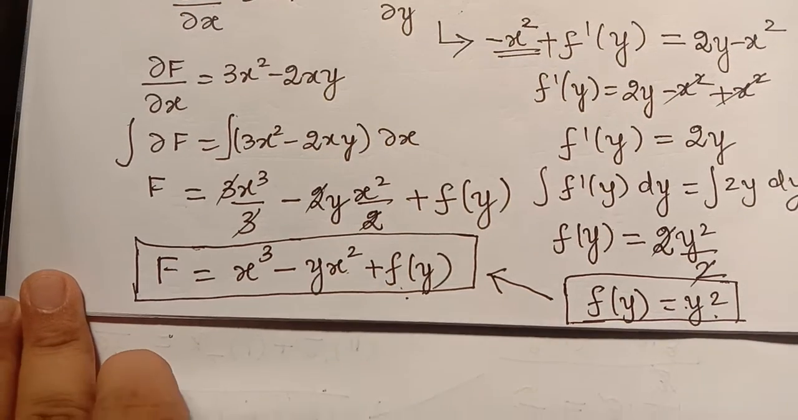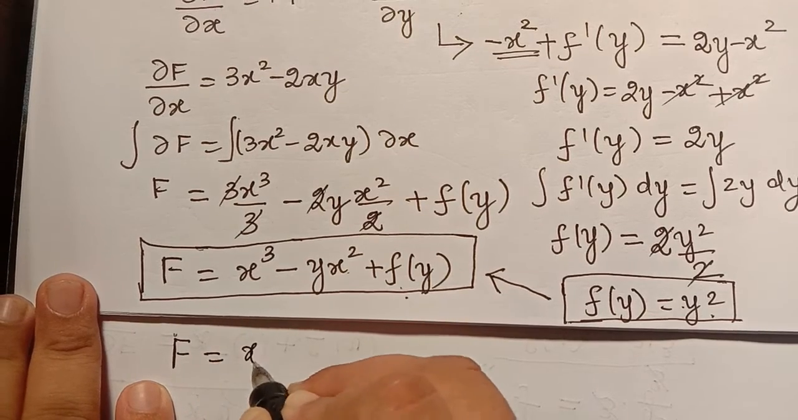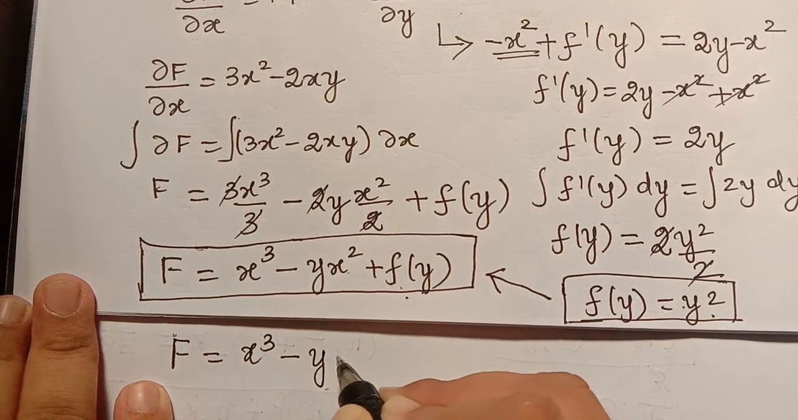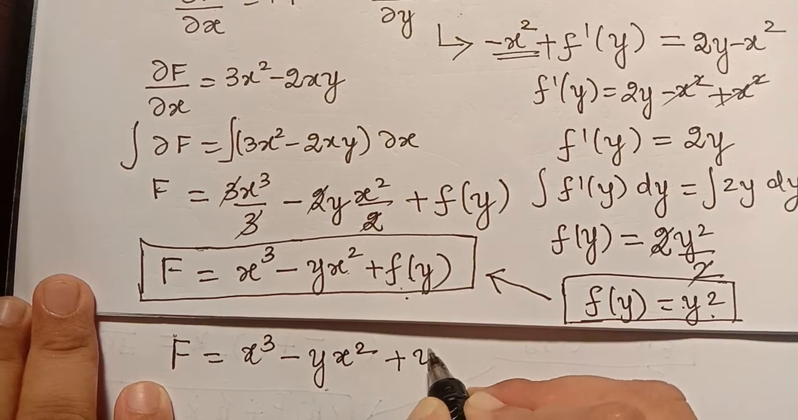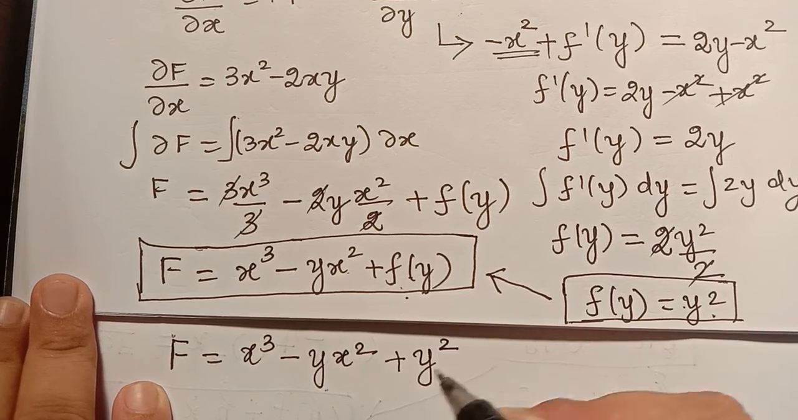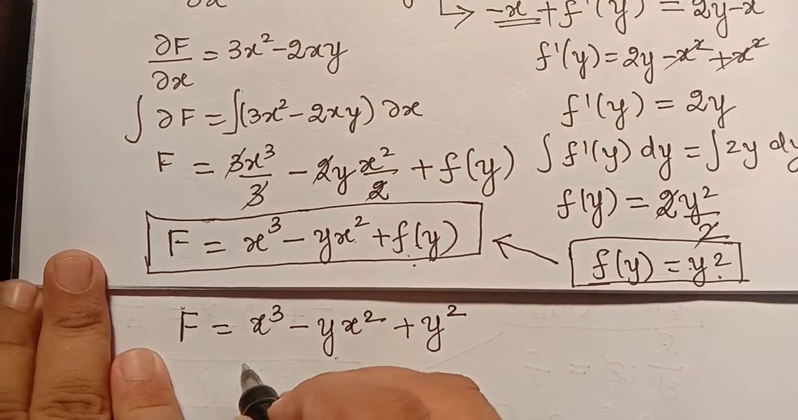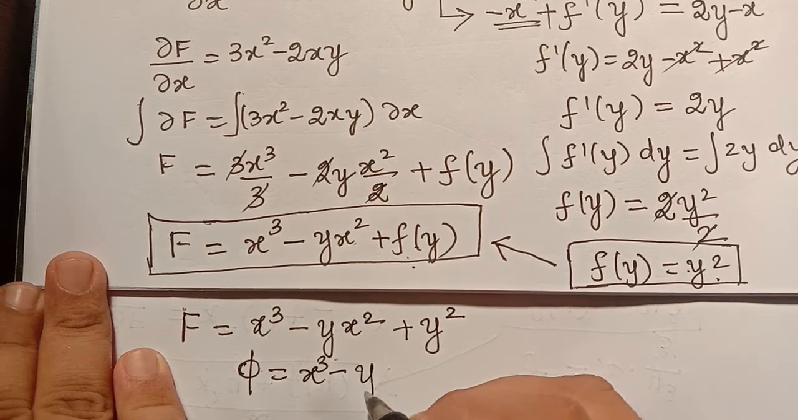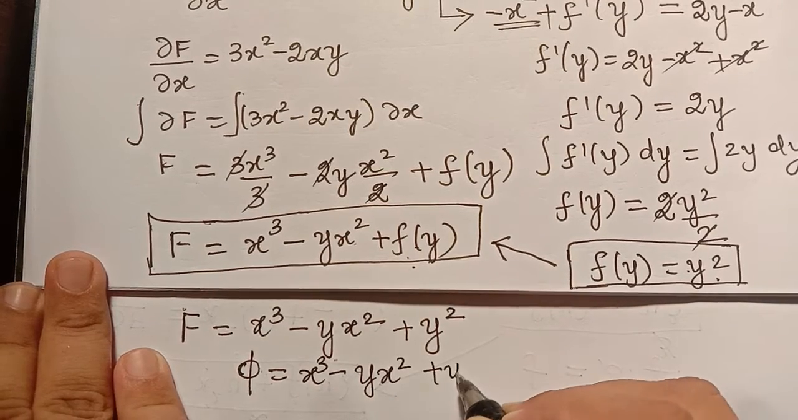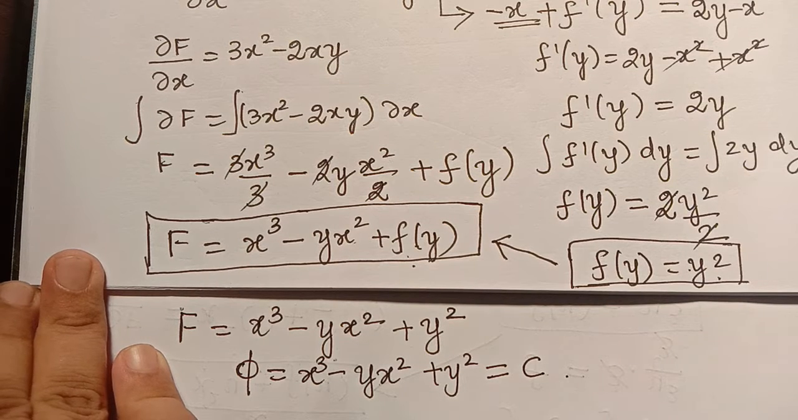And so therefore the complete solution is capital F equal to x³ − yx² plus this f(y), which when we substitute becomes plus y². Now writing it in the form of a general solution, how do we write? So φ equal to x³ − yx² + y² = c is the general solution of the given exact differential equation.